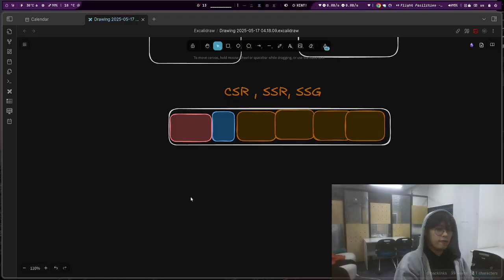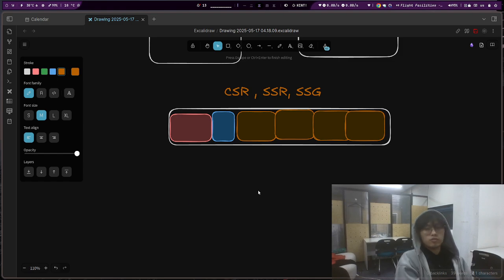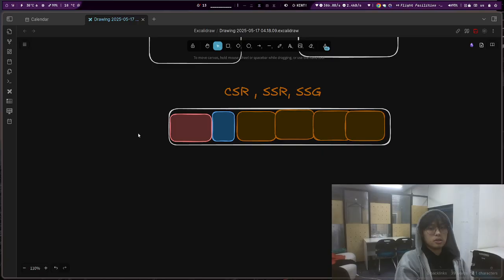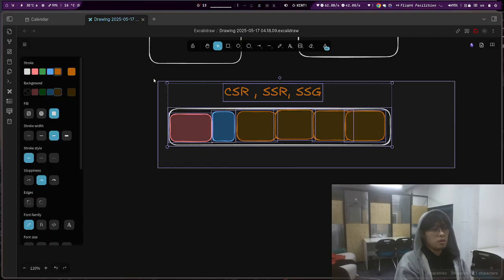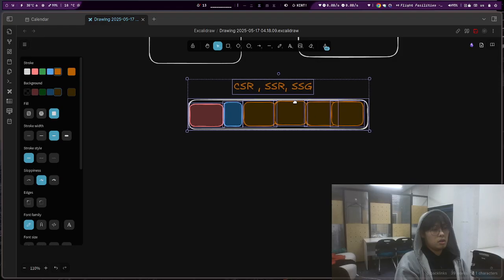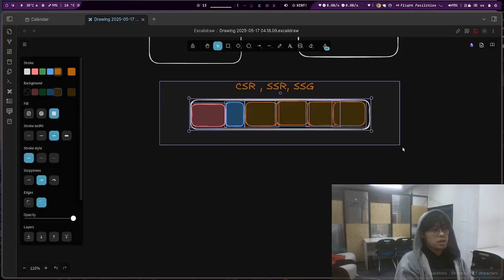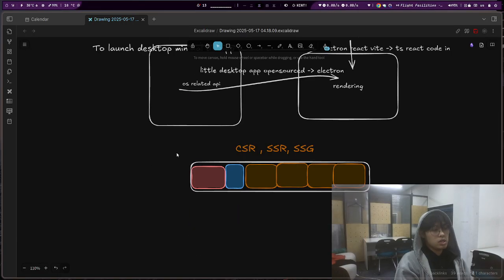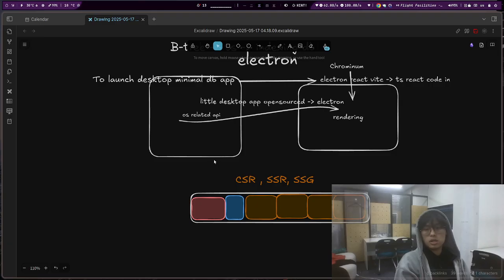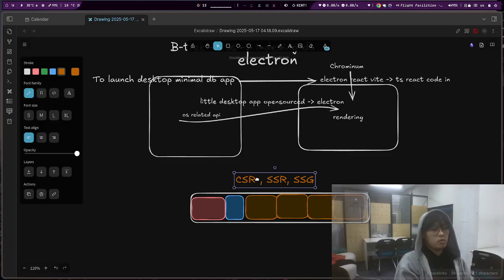But what will get faster is your communication with your desktop environment. So that's gonna be huge. So I think this is what I felt. Those kind of things like CSR, SSR, SSG are kind of really huge things in the web.